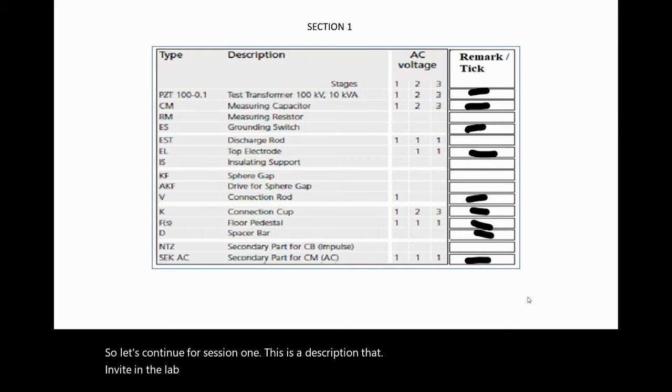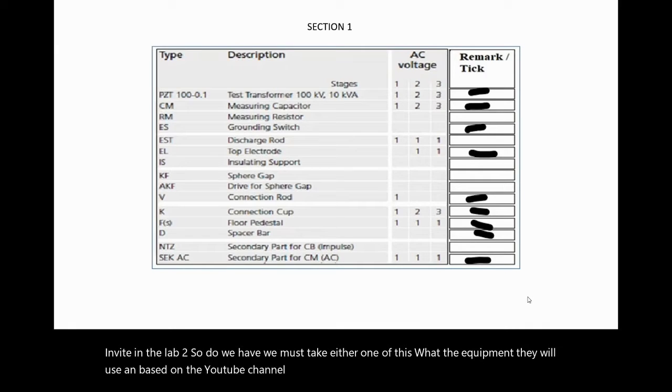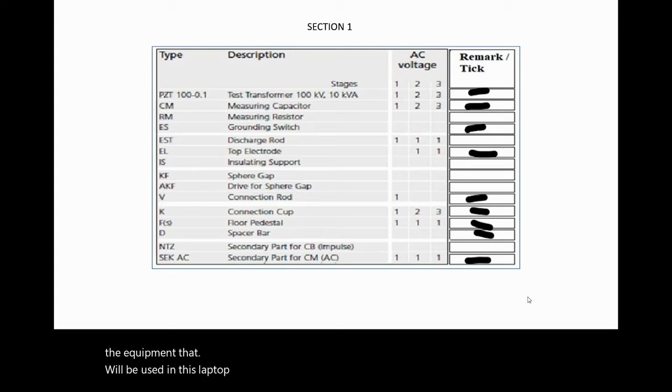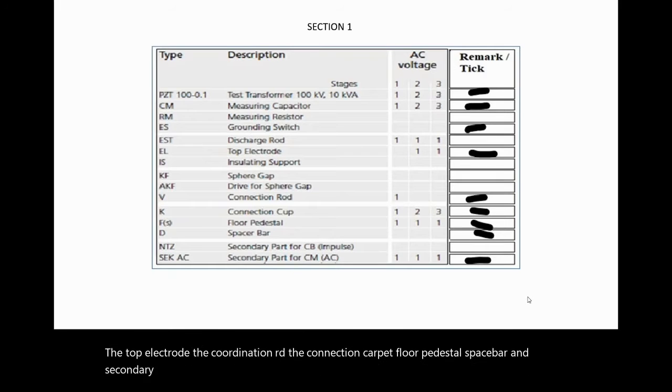We must take either one of these equipment that we will use. Based on the YouTube channel and our understanding, we have determined that the equipment we will use in this lab is the test transformer 100 kV, the measuring capacitor, the grounding switch, the top electrode, the connection rod, the connection cup, floor pedestal, spacebar, and secondary part for CM on AC circuit. So this is the equipment that we will use.